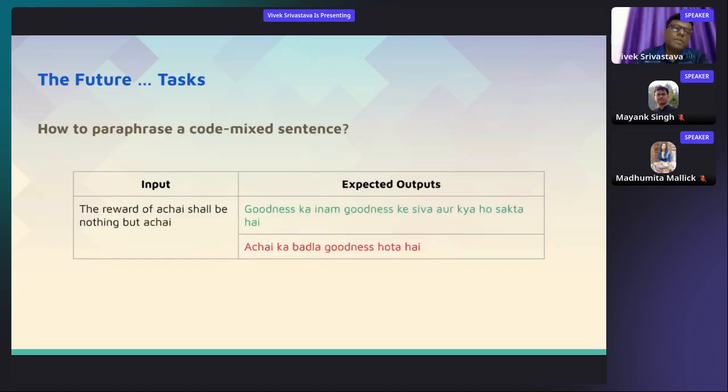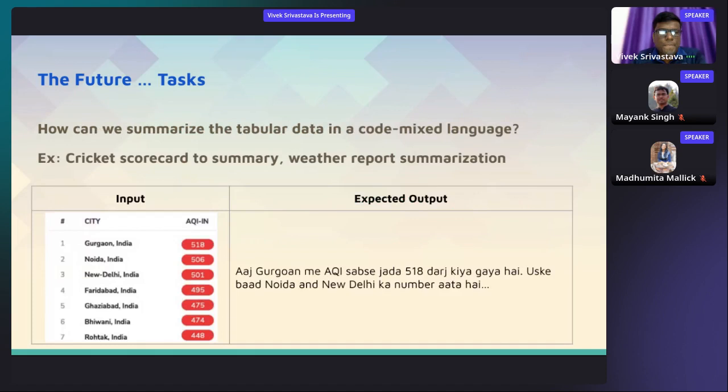Another thing is, we already saw this, that there is definitely a need to paraphrase the code mix sentences. So let's say there is a system which takes a sentence as an input, and it can generate various paraphrases of this sentence. By paraphrasing, I don't mean that you just pick this particular word, reward, let's say, and you translate it into Hindi, but the sentences should also be unique. The sentences that we are generating should be unique, and they should also be correct at the same time. This is another application that we can pick up.